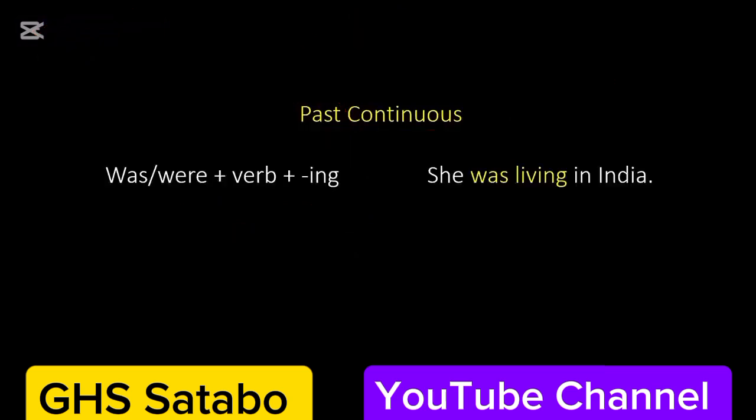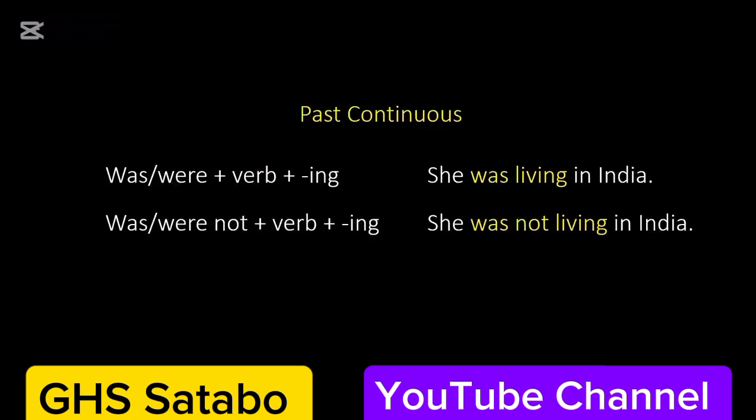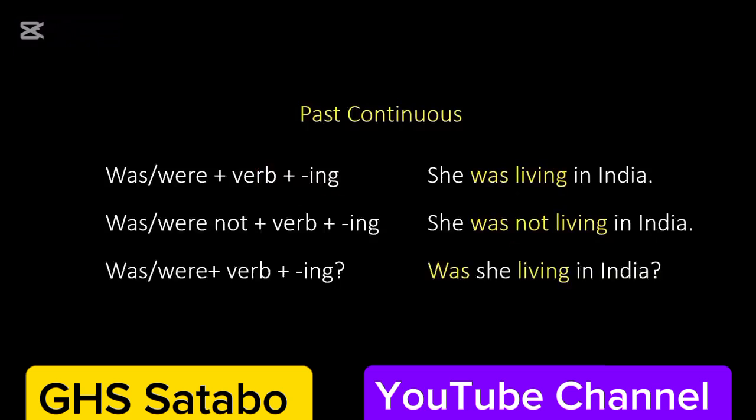Now let's understand the structure. So past continuous follows a simple rule, was, were plus verb ing form. She was living in India. Or what if I have to frame a negative sentence? All I have to do is put a not in between. And now when you have a question, I will always put was at the first letter and frame the question. Was she living in India? So was becomes the first word in the sentence and it frames a question mark. Other thing that you should remember is the ing form of the verb.